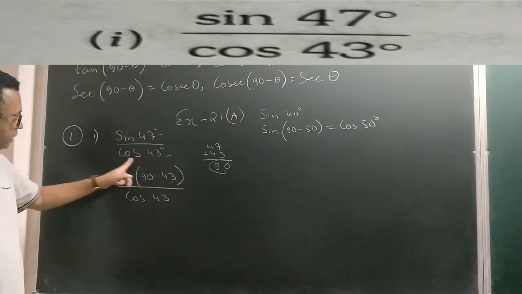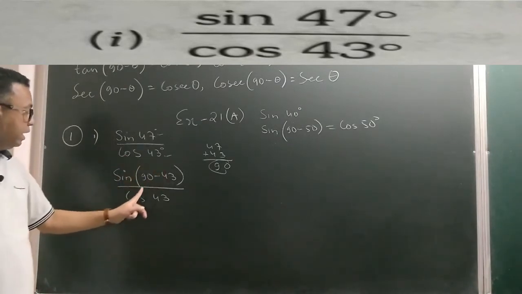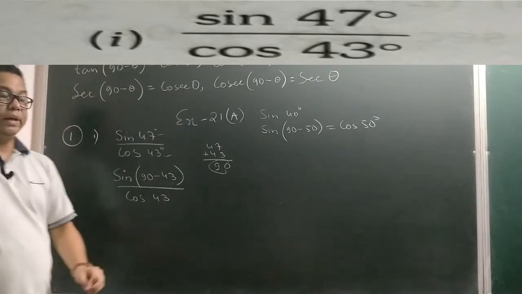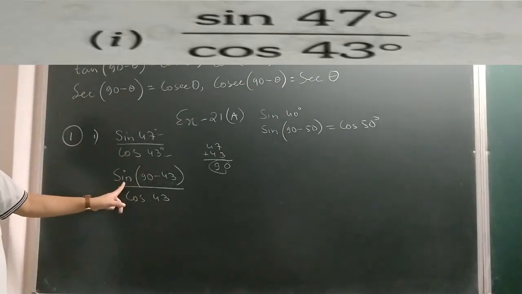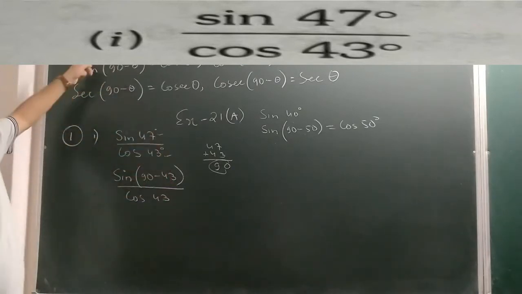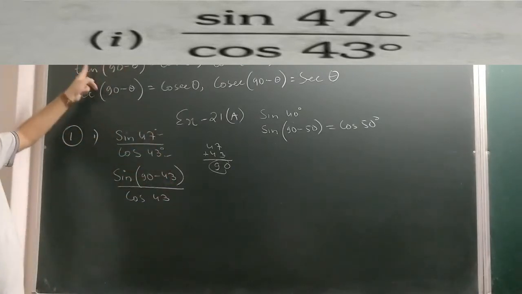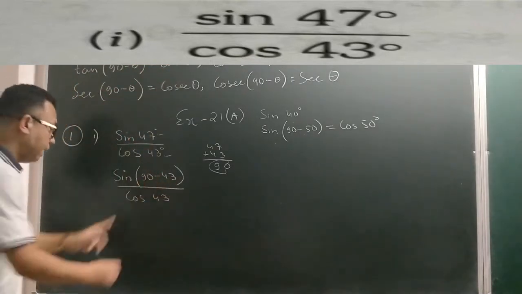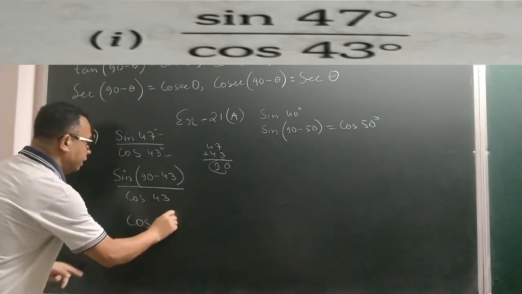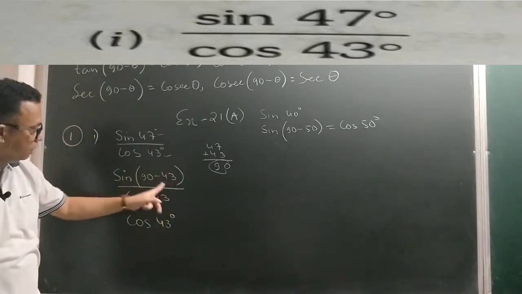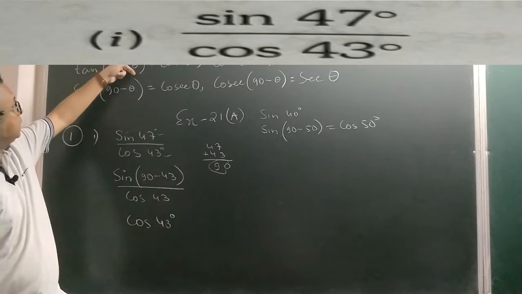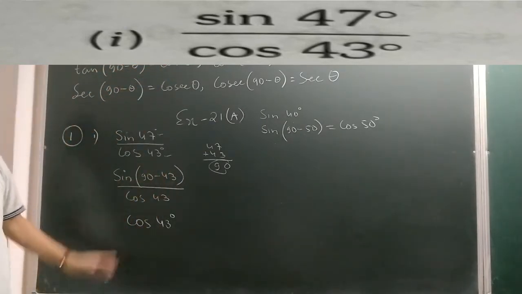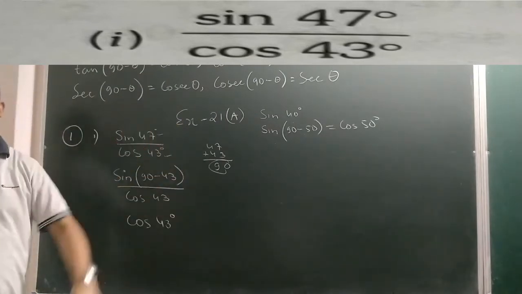If you want, you could have changed the lower one also, but then it will be cos of 90 minus 47, and 90 minus 47 is 43. Now sin of 90 minus theta can be written as cos theta, as you saw in the formula. Since our theta is 43, sin 90 minus 43 can be written as cos 43.